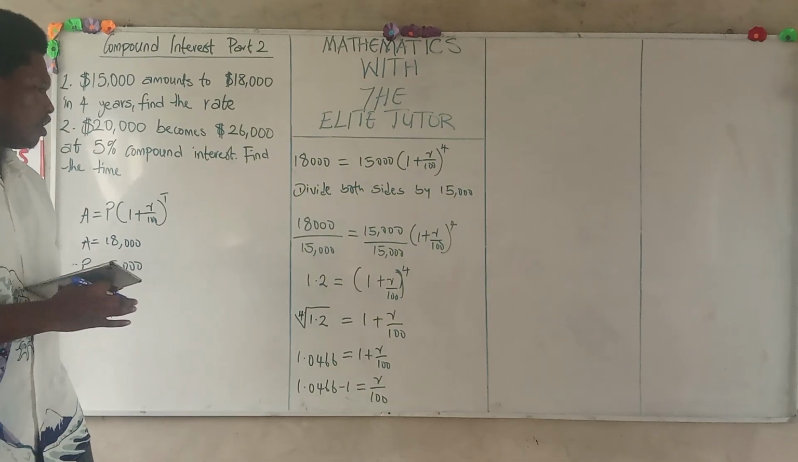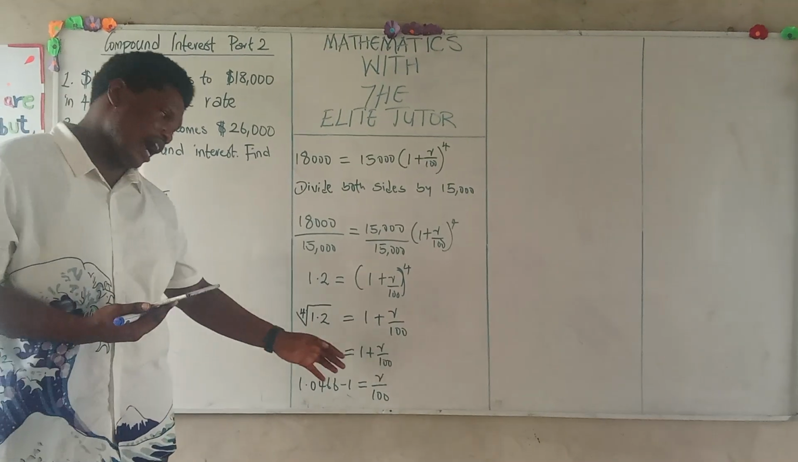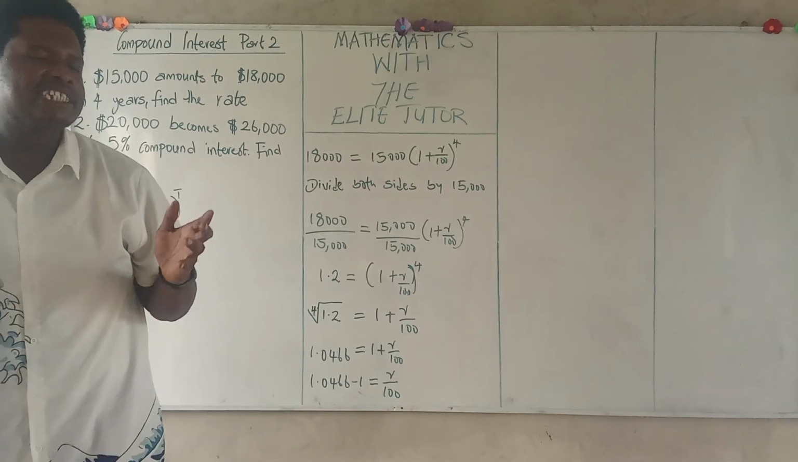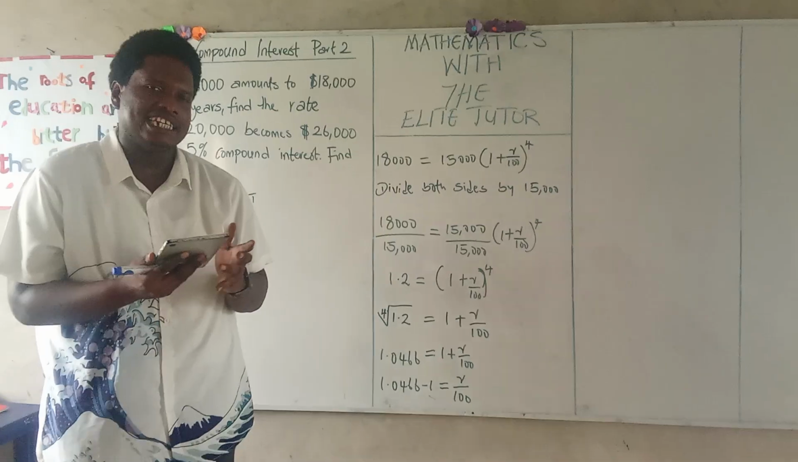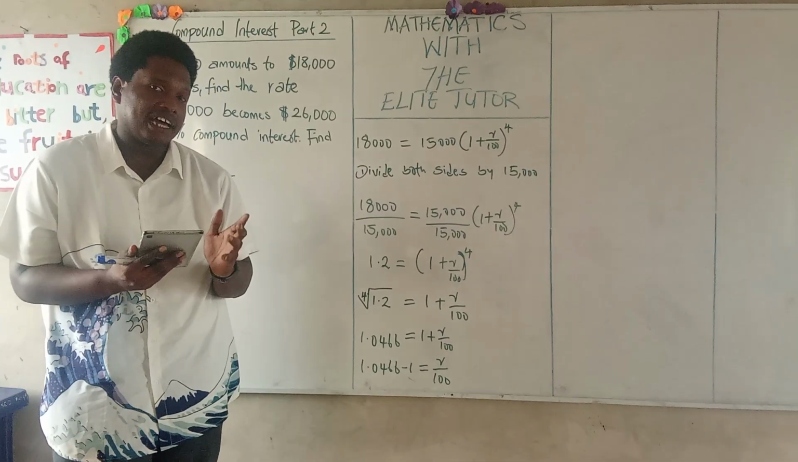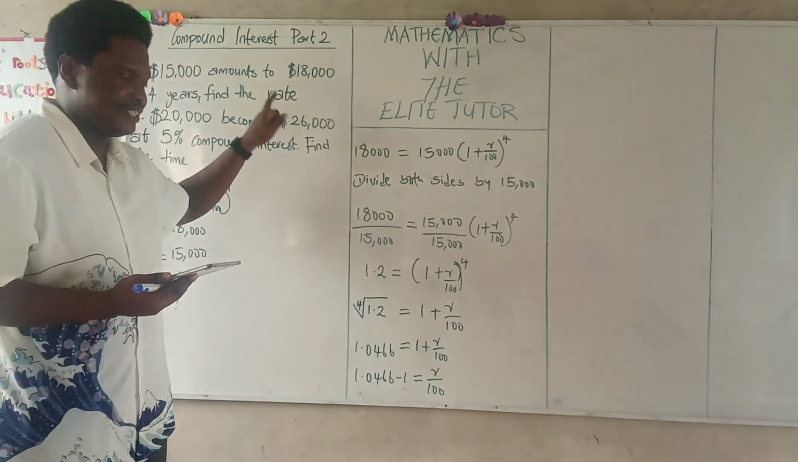So we have 1.0466 minus 1 is equal to r over 100. If you look gradually, you see that numbers that are attached to r, we are eliminating them one after the other. That helps us to be able to ascertain our rate.